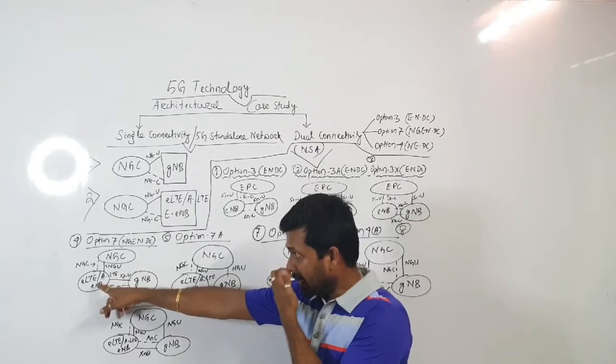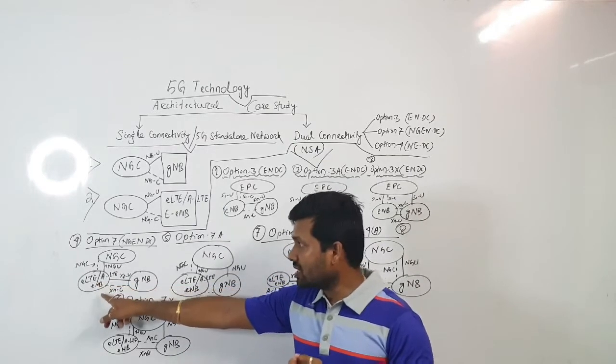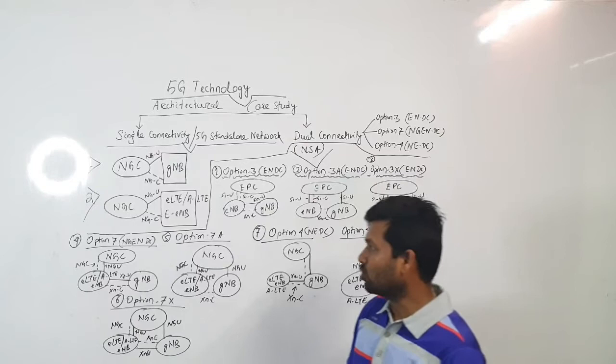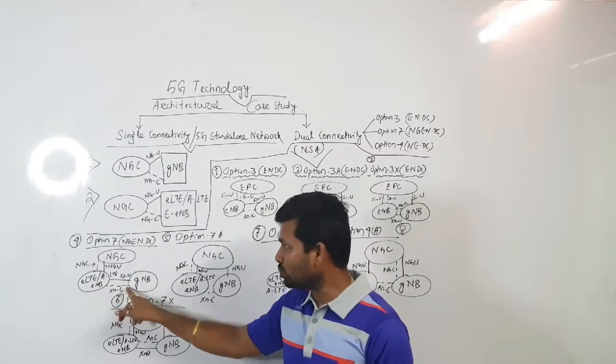Here, the evolved LTE or advanced LTE or the next generation E node B is the control. It controls both signaling.